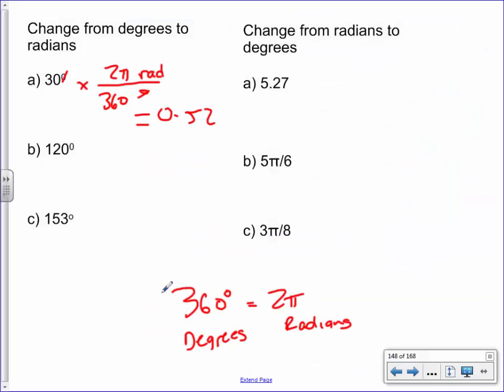So do the same thing here. How do you convert 120 degrees? Well, you times by 2 pi, that's how many radians there are in 360 degrees. See how your degree symbols cancel?